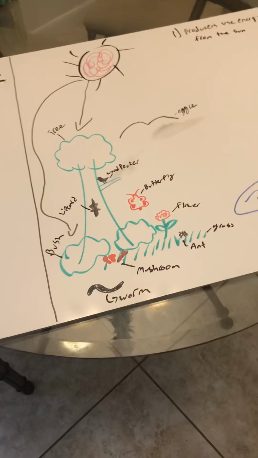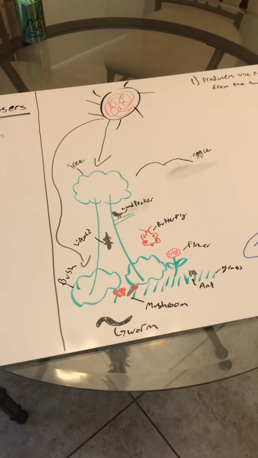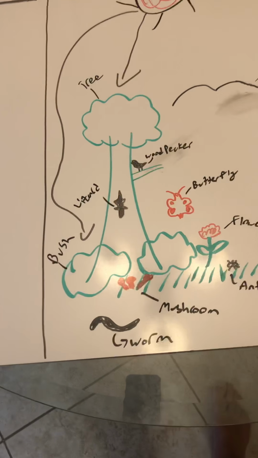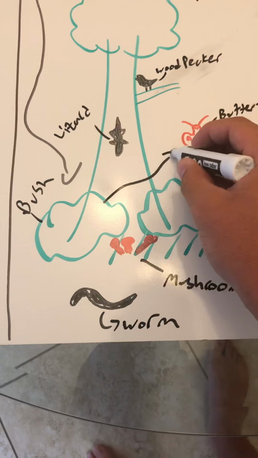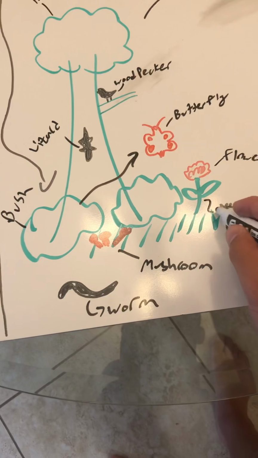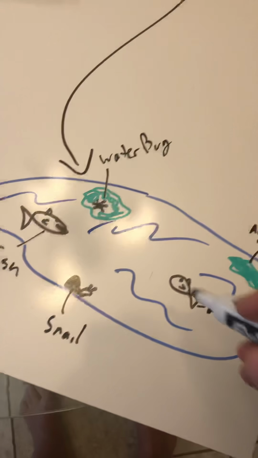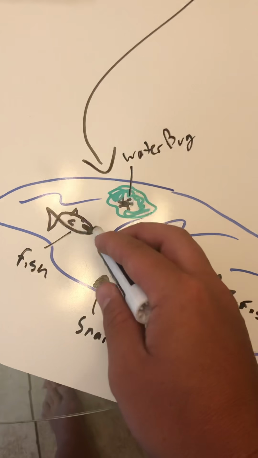Where does the energy go from there? Well, from there, the energy can actually go two different ways. The first place the energy can go is from the plants or the trees to the things that eat the plants or the trees. So from these bushes and plants, our energy can now go to the butterfly or to the ant, or if the sun's energy came down to the water algae, now that water algae can be eaten by the water bug or by the fish.